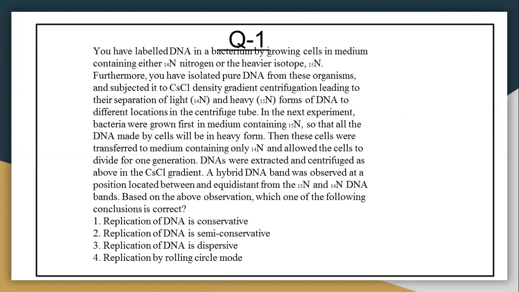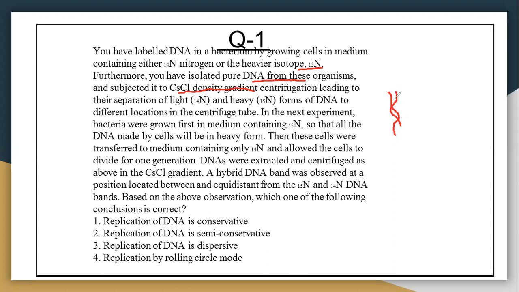The Meselson and Stahl experiment is basically based on two types of nitrogen, N14 and N15. These are N15 types and these are N14 types. Now, clear? So you have isolated pure DNA from these organisms, and now subjected it to cesium chloride density gradient centrifugation, where you have two DNA strands.